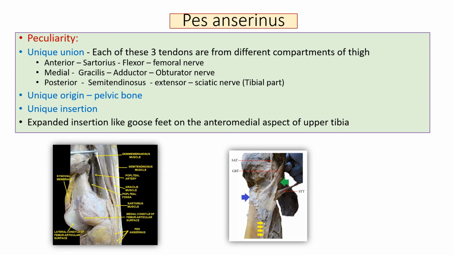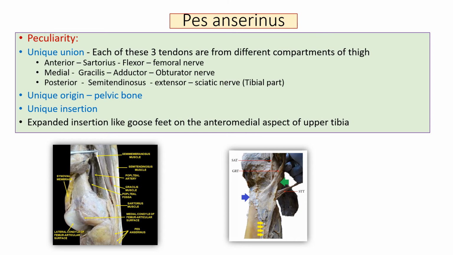And the gracilis is a muscle of the medial compartment of the thigh, that is the adductor compartment, and it is supplied by the obturator nerve. Then the semitendinosus is a muscle of the posterior compartment or extensor compartment, and is supplied by the tibial part of the sciatic nerve. That is the uniqueness of the pes anserinus. And another uniqueness is their origin. They are all originating from the pelvic bone.